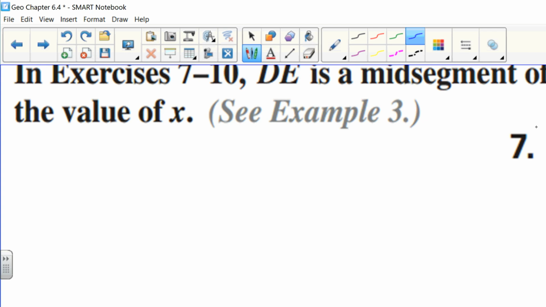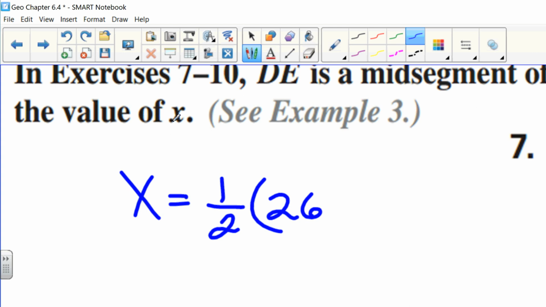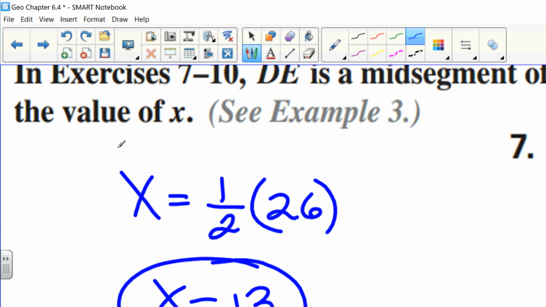So let's look at these next few examples finding the value of X. Now, X is the length of the mid-segment. And the mid-segment is equal to what? Half of the third side. Well, what's the length of the third side here? To find it, we take half of 26. So X is equal to 13.